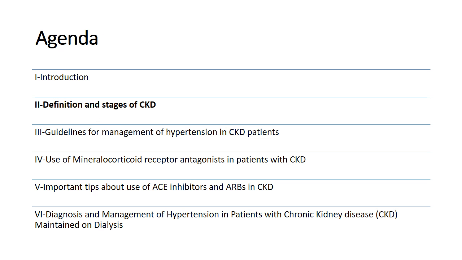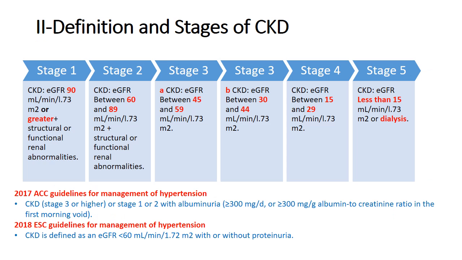What about the definition and the stages of chronic kidney disease? Chronic kidney disease is subclassified into 5 stages, starting with Stage 1, which is defined as GFR 90 or more, plus evidence of structural or functional renal abnormalities. Stage 2, GFR between 60 and 89, plus structural or functional renal abnormalities.